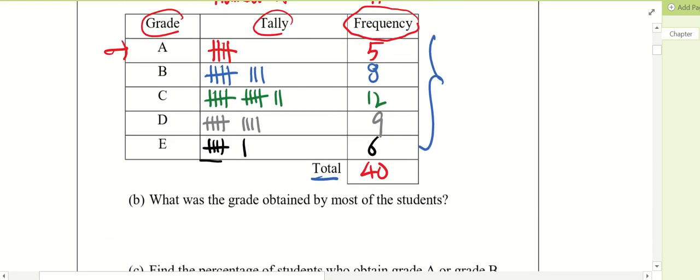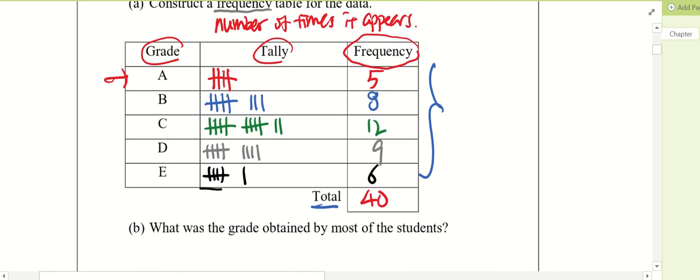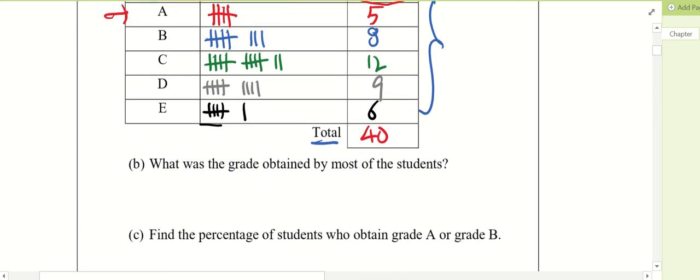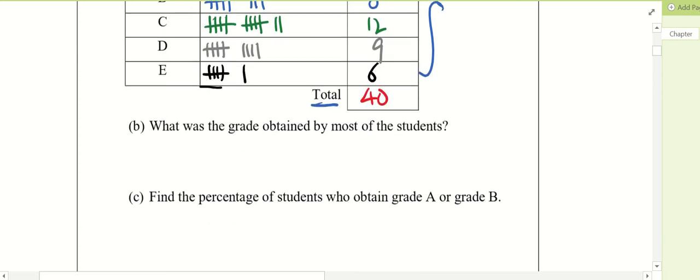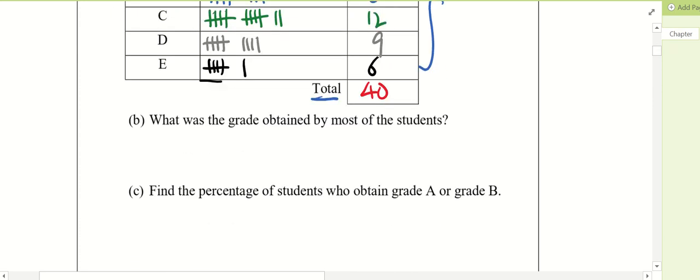So after we're done with the frequency table, usually there are more questions to answer based on the frequency table. So what grade was obtained by most of the students? What grade was obtained by most of the students? So let's read this carefully.